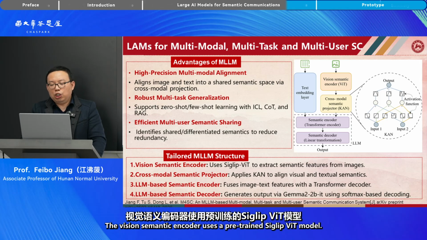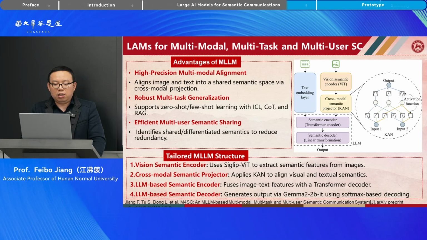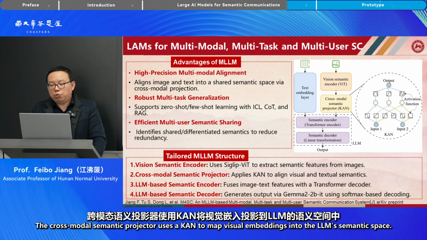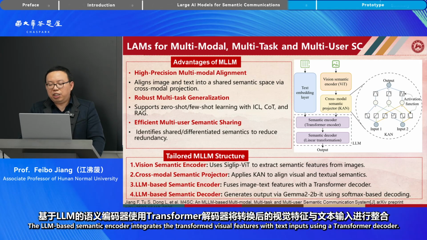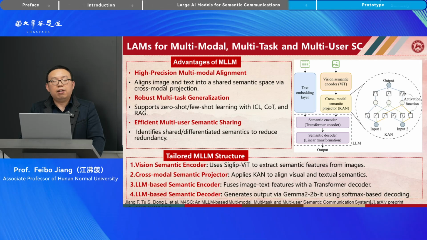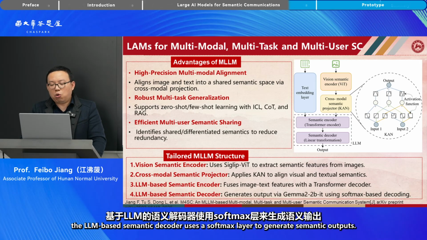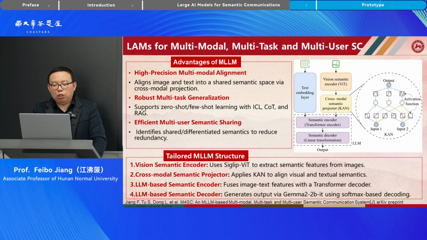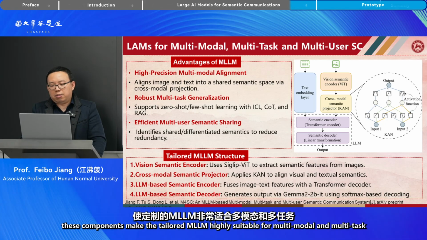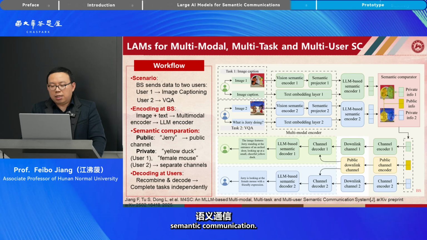The Vision Semantic Encoder uses a pre-trained SigLIP ViT model. The cross-modal semantic projector uses a CAM to map visual embeddings into the LLM's semantic space. The LLM-based semantic encoder integrates the transformed visual features with text inputs using a transformer decoder. Finally, the LLM-based semantic decoder uses a softmax layer to generate semantic outputs. The semantic encoder and decoder are built on Gemma 2 2B. Together, these components make the tailored MLLM highly suitable for multimodal and multitask semantic communication.